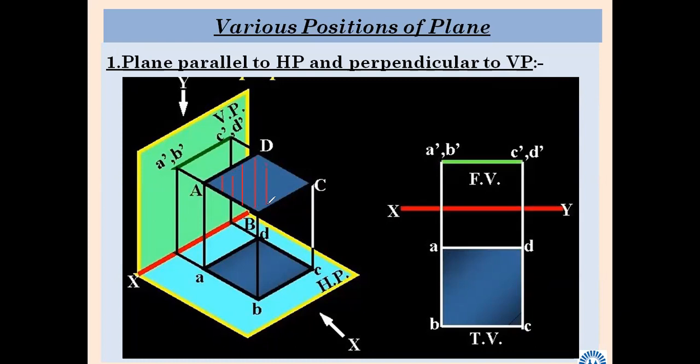If you say the type of the plane, which is the type of this plane? Square plane. Very good. It is a square plane. Now it is parallel to whom? HP. And it is perpendicular to whom? VP.